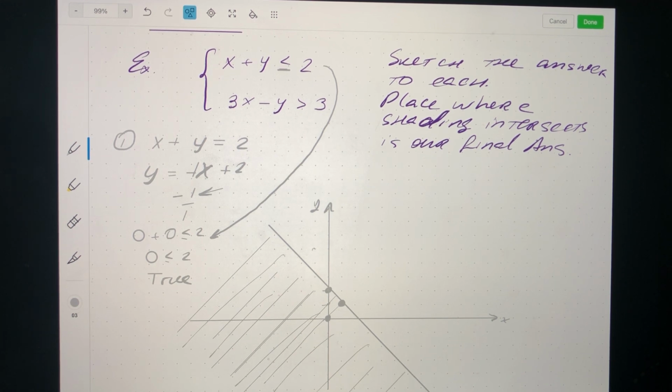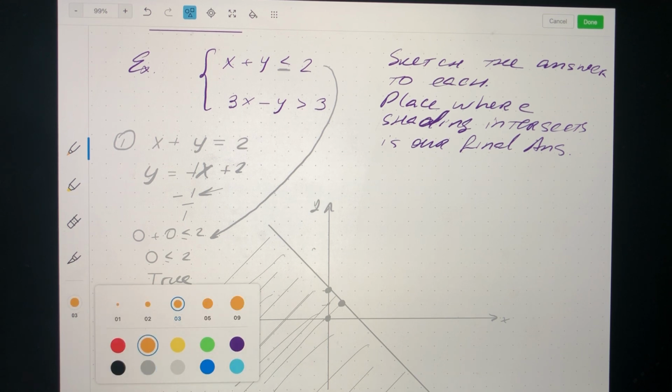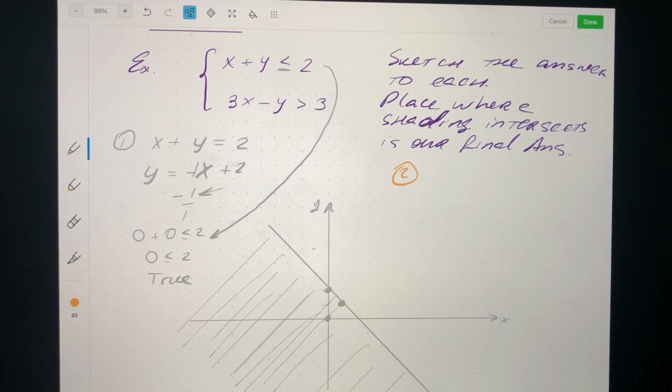Then we do exactly the same procedure for the second line. So here's the second line, and we start off exactly the same. 3x minus y is equal to 3. How do we make a sketch like that? Well, we can solve for the y once again. That means we minus 3x from both sides, which gives negative y equals 3 minus 3x. And then to cancel the negative, we multiply both sides by -1, and that switches all the signs.